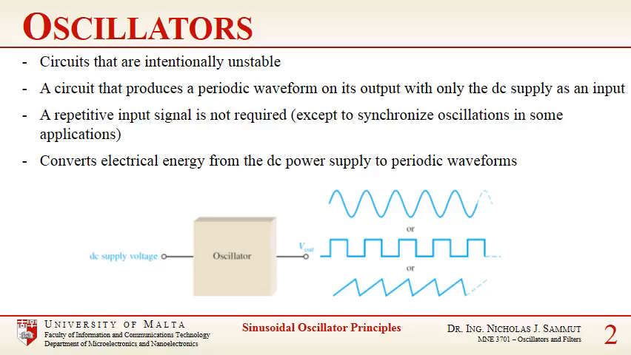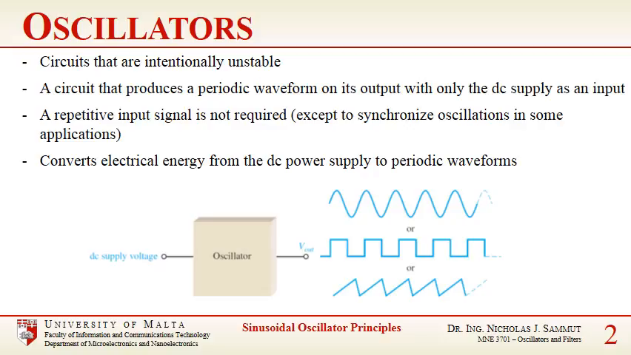What are oscillators? Well, we have seen already that certain circuits are made to be stable using certain principles like negative feedback, for example. However, a sinusoidal oscillator is a circuit that is basically designed to intentionally be unstable.